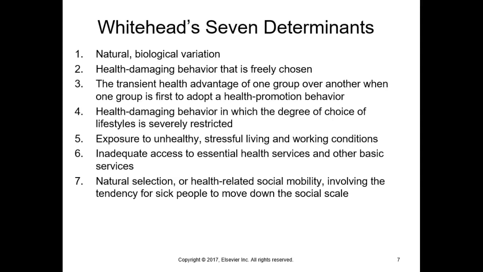Inadequate access to health services and other basic services, especially for those who live way out in rural areas and don't have transportation. We also have natural selection or health-related social mobility involving sick people who seem to move down the social scale. In other words, they're sick or maybe have a psychiatric issue, they're unable to work, they start to lose their income, maybe lose a home, maybe end up being homeless, don't have insurance, and have no way to help themselves. So these are some different determinants that we look at.